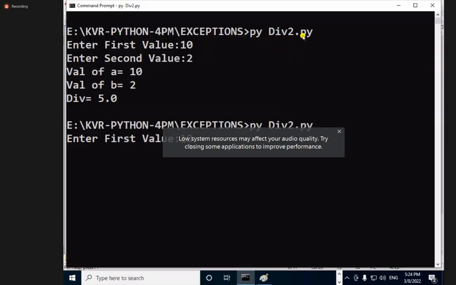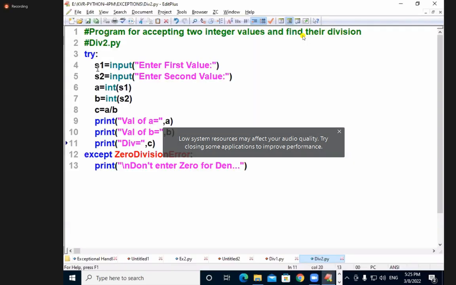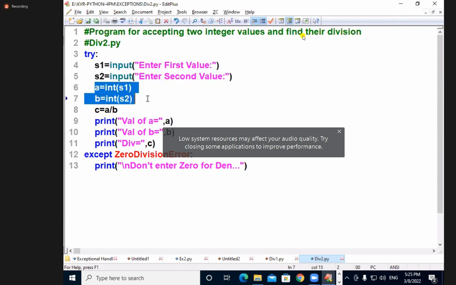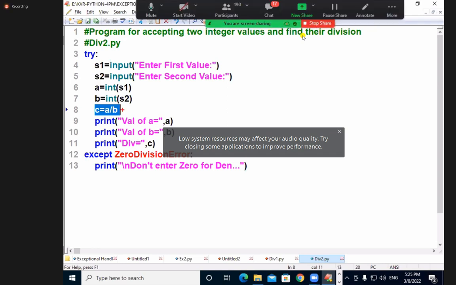Execute. Next time entering 10, enter what? Start. Any problem in line number 4 and 5? Any problem in conversion? Any problem in line number 8? What is that problem name? Division by 0. PVM comes out of which block? PVM is there inside of which block? PVM comes out of which block? And looking for which block?